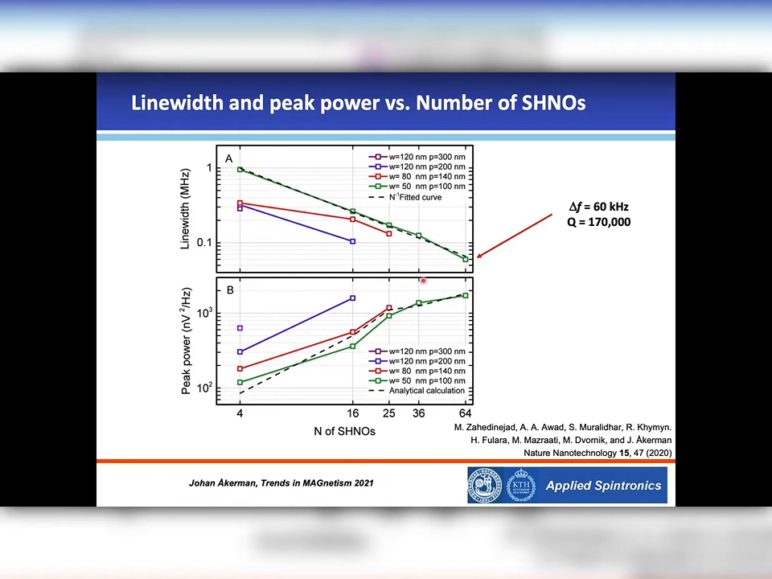So all in all, the best behavior is for the 8x8 array of the smallest constriction, which has a line width all the way down to 60 kilohertz. And in terms of quality factor, which is the operating frequency over the line width, we get a number as high as 170,000. And we can compare that to literature values.